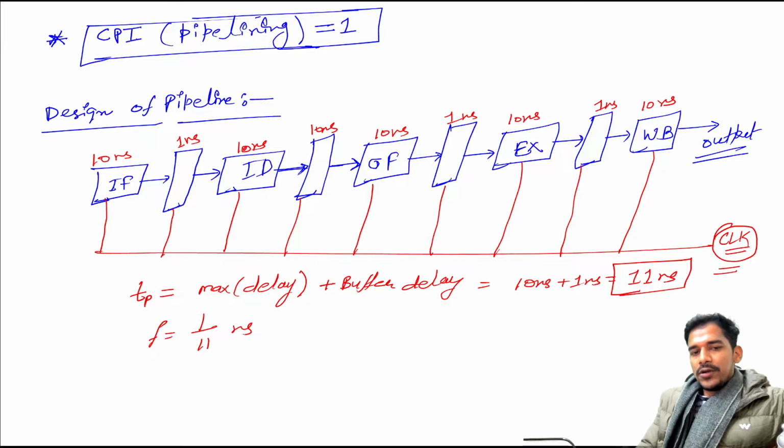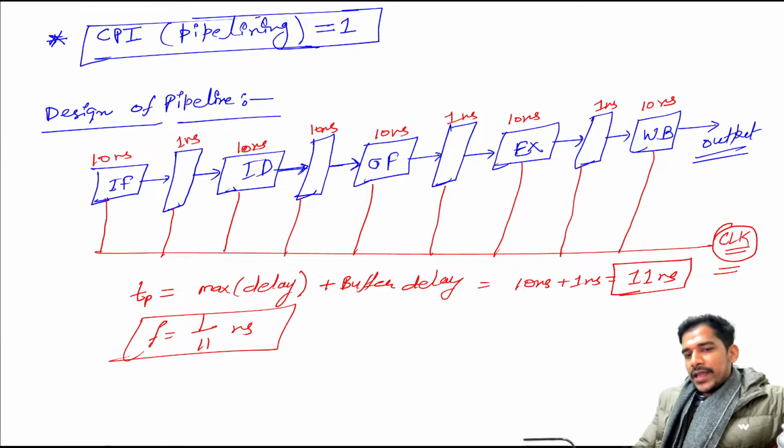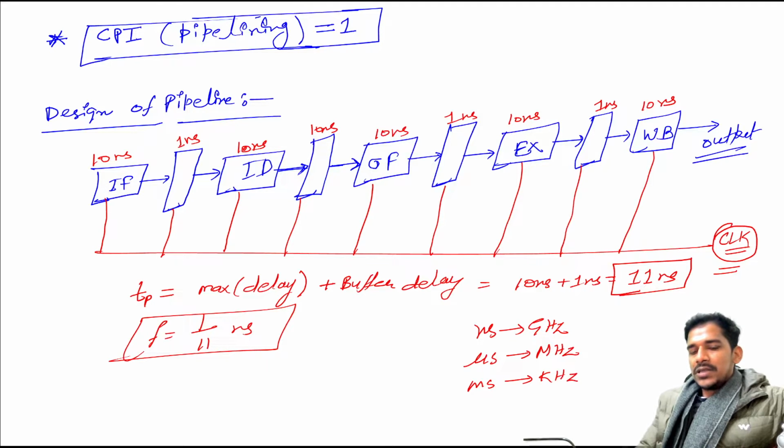Okay, so according to this the answer will be in gigahertz. So remember, if the cycle time is given in nanoseconds, then the frequency will be in gigahertz, or if the frequency is given in gigahertz, then the cycle time will be in nanoseconds. You can convert also, but it is not mandatory. If it is given in microseconds, then the frequency will be in megahertz, and if the time is given in milliseconds, then the frequency will be in kilohertz, or simply if it is given in seconds, then it will be in hertz.